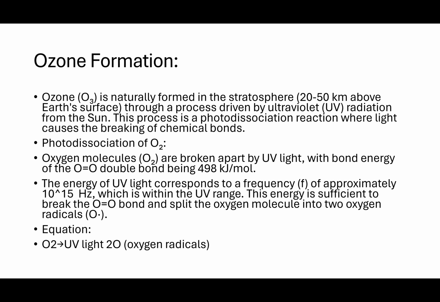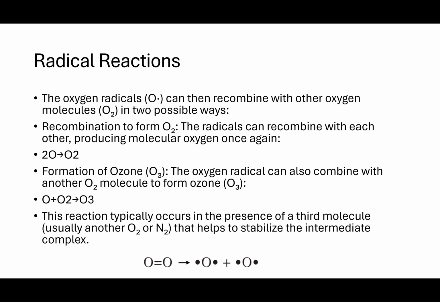We're going to be breaking that bond, and the energy of the UV light corresponds to a frequency of approximately 10 to the 15 hertz, which is within the UV range. That light will break the oxygen double bond and split it into two radicals. So O2 in the presence of UV light gives us two oxygen radicals.